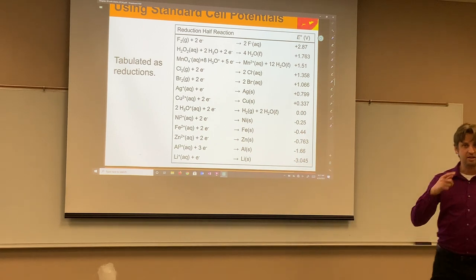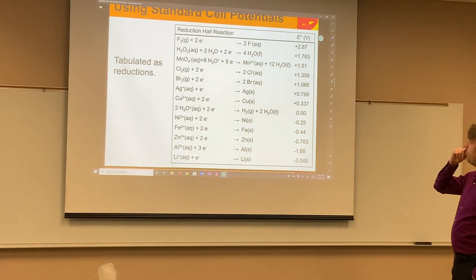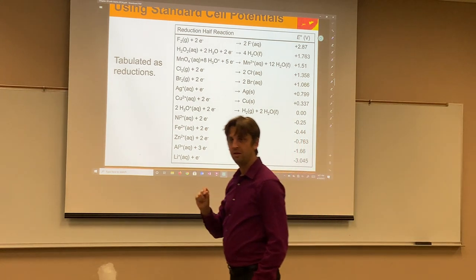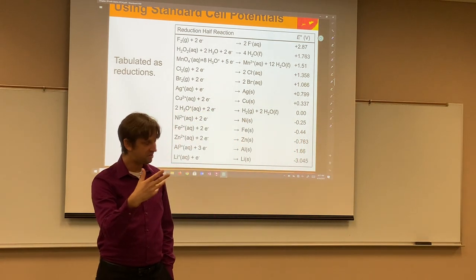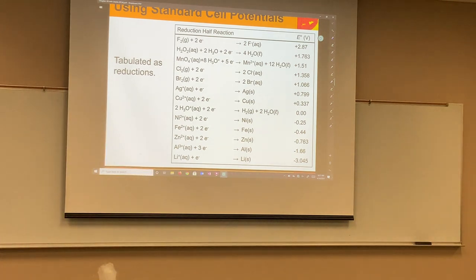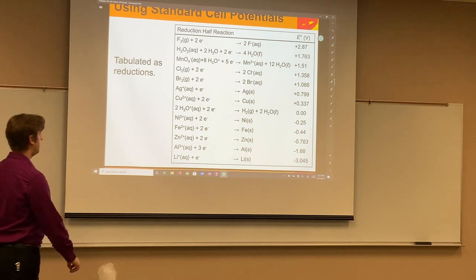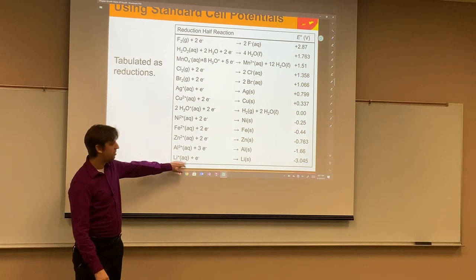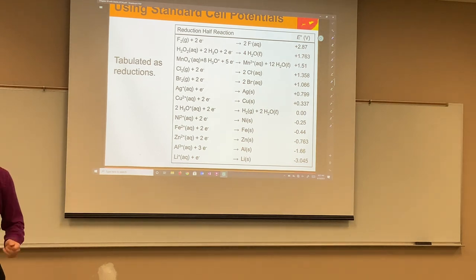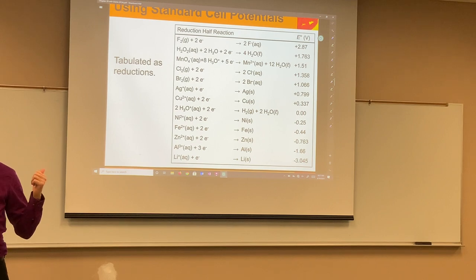What does it mean then? It means that the more positive something is, the more likely it's going to get reduced. It's easier to reduce it, right? If it's down here at the bottom, the harder it is to get reduced. The easier it is to what? Oxidize it. Got it?